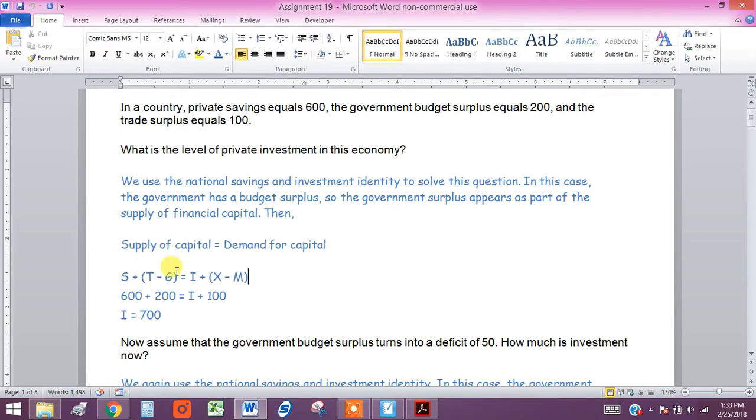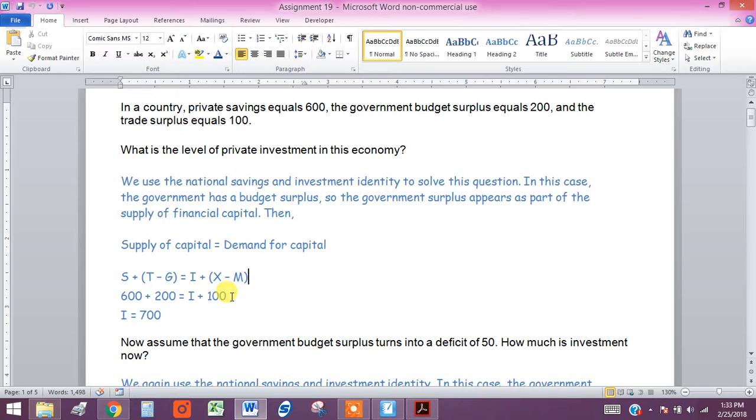So this is money being supplied, and the demand is the money for investment and the money for exporting. And that's going to be a positive 100 because we have a trade surplus that equals 100. So the difference between exports and imports is a positive 100 billion. Or in other words, we're exporting $100 billion more worth of goods and services than we are importing.